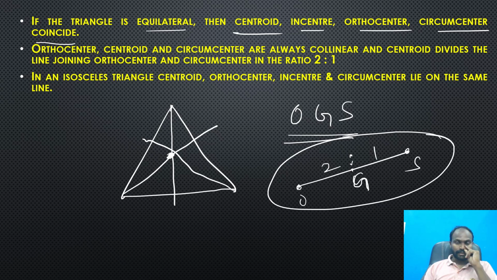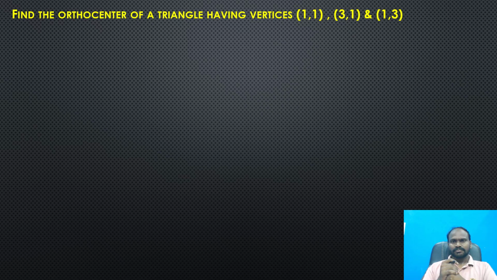Always remember that point. And coming to an isosceles triangle, the centroid, orthocenter, incenter and circumcenter lie on the same line. Definitely. So these are the points which we need to remember to solve the questions from this coordinate system. Right, students? Look at this question.